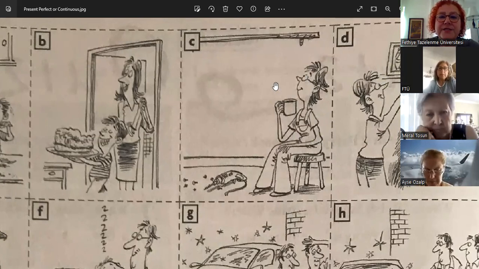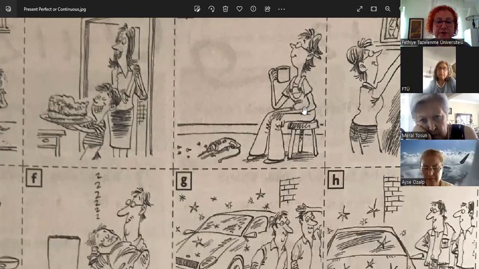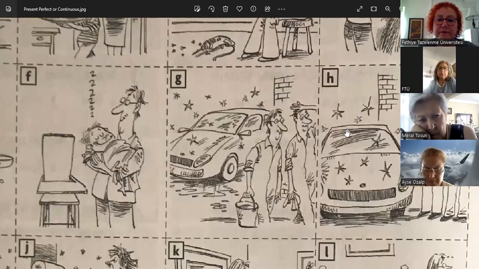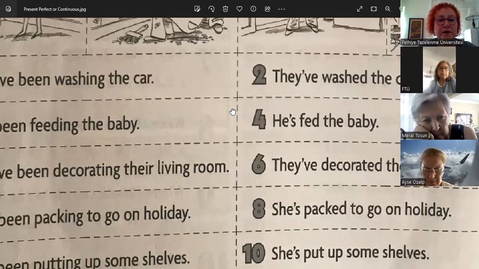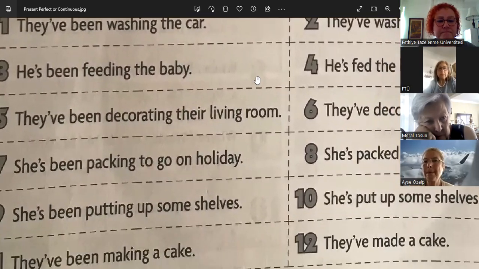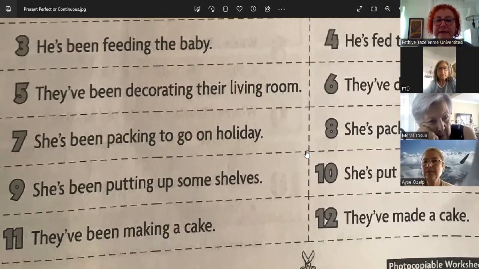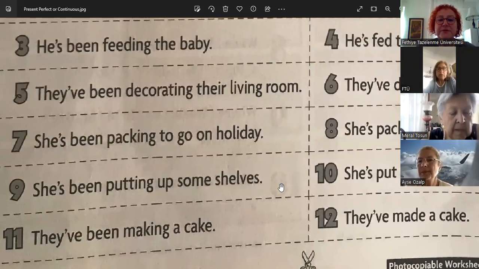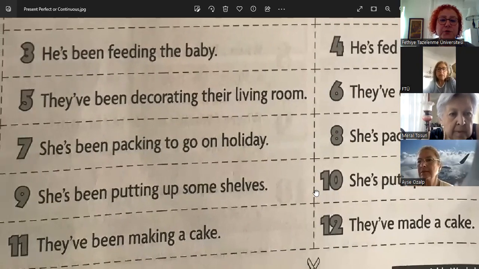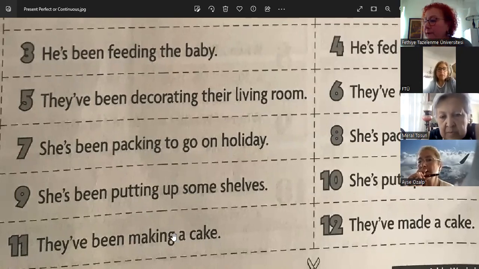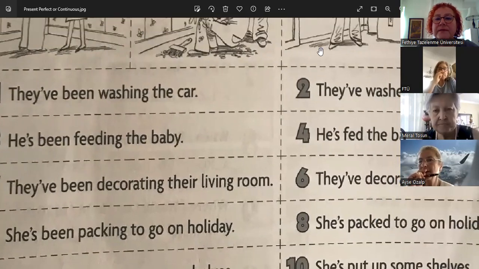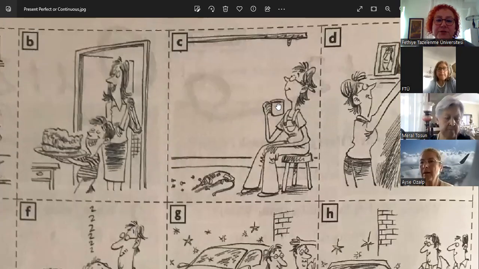Okay, now the action of fixing the shelf is finished in the next picture. Let's have a look at the sentences here. Number 9 and 10. She has been putting up some shelves, or she has put up some shelves. Which one is picture C, 9 or 10? She's been putting up some shelves here. Yes, in picture C.